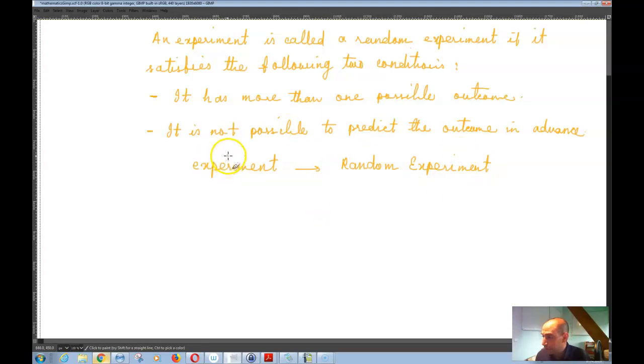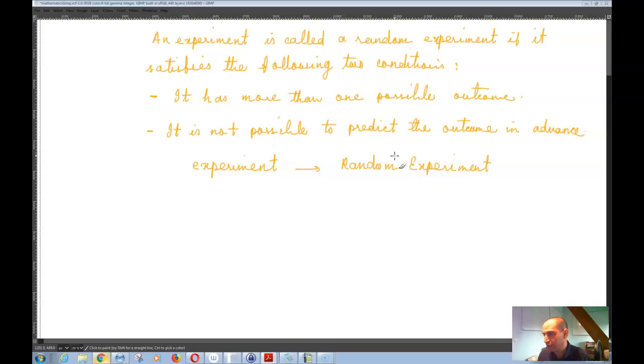Now, there is something called outcomes and sample space. A possible result of a random experiment is called its outcome. Well, of course, that's what we already know. Consider the experiment of rolling a dice. The outcomes of this experiment are 1, 2, 3, 4, 5, or 6 if you are interested in the number of dots on the upper face of the dice.